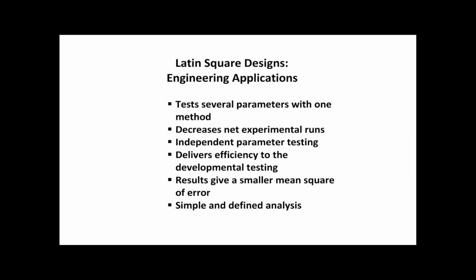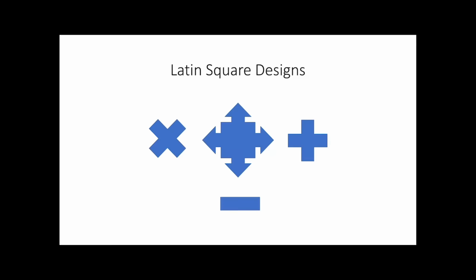So how is this applicable to engineering? Well, as we mentioned before, when you want to control variation in two directions, Latin square design is the way to go. It tests several parameters with just one method, utilizing the treatment system. It decreases net experimental runs. It delivers efficiency to the total developmental process. The results even give a smaller mean square of error, and it's a simple and defined analysis.